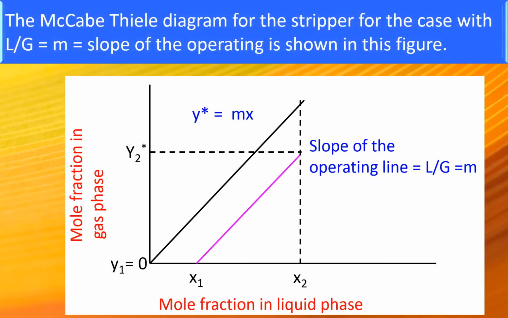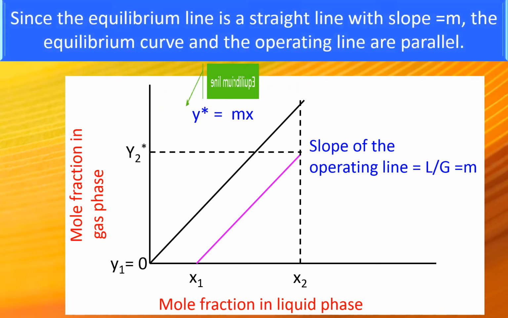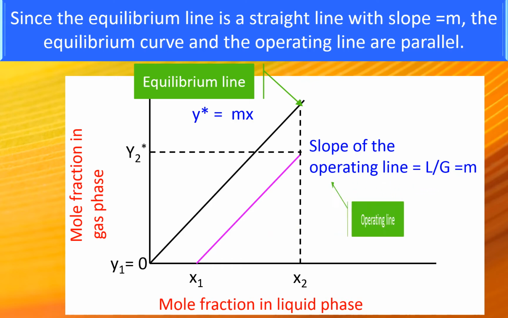The McCabe-Thiele diagram for the stripper for the case with L by G equal to m, which is the slope of the operating line, is shown in this figure. Since the equilibrium line is a straight line with slope m, the equilibrium curve and the operating line are parallel.